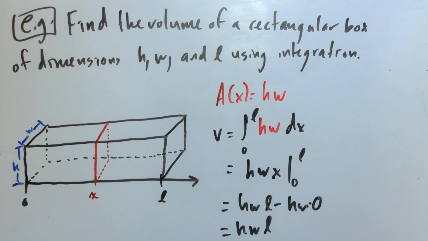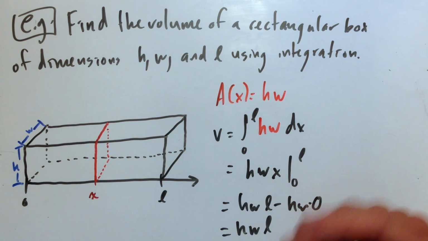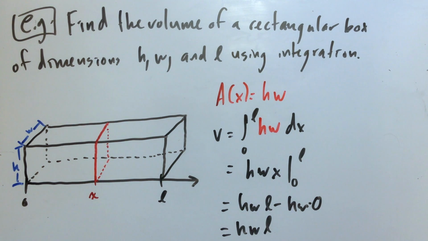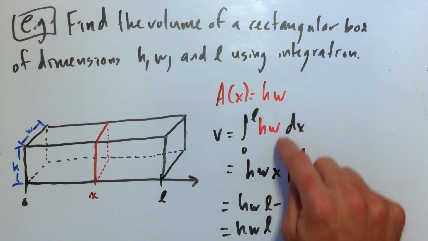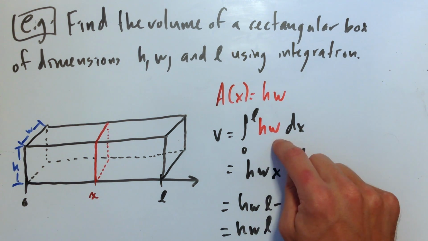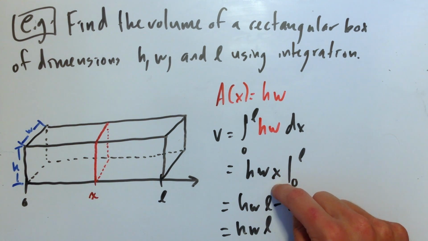So what I have to do is figure out what the area of a typical cross section of the box is. Well, every single cross section of this box is exactly the same. It's the same as this base or this base. It's a rectangle of height h and width w, so its area is h times w. So the volume of the whole box is the integral from 0 to L of h times w dx. When I integrate that, h and w I'm treating as constants, so its antiderivative is hwx.